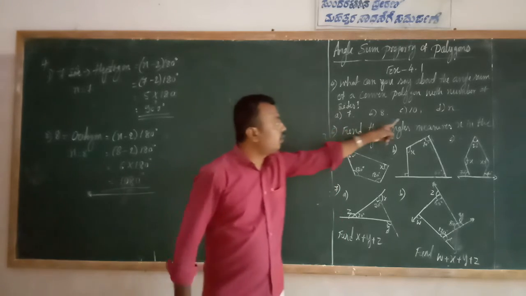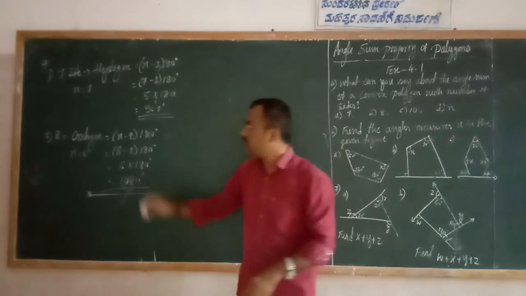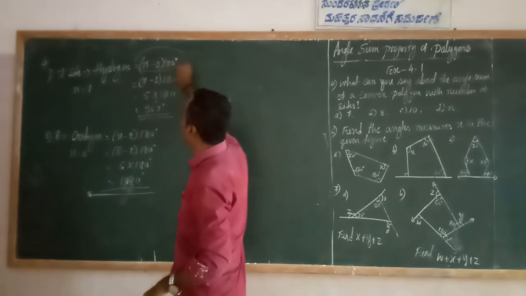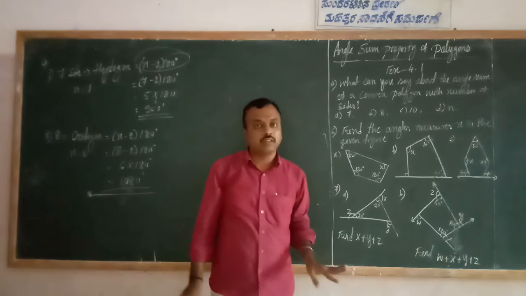You have to solve the 10th one at home. Like that, n means this is the formula. This one you have to write: n minus 2, into 180 degrees. Like that only, you have to write it.